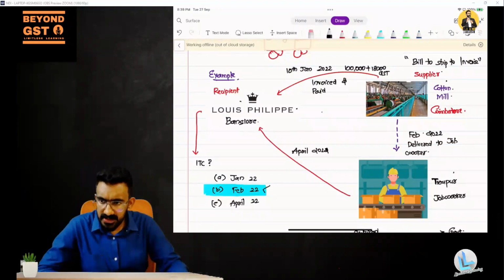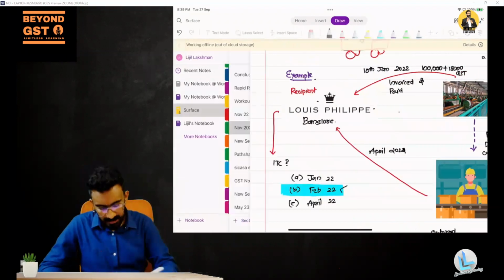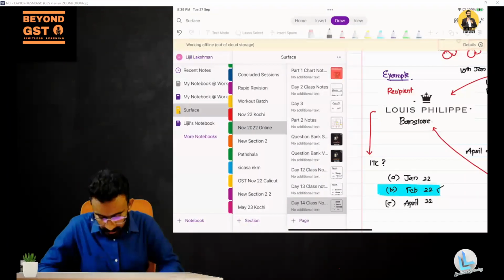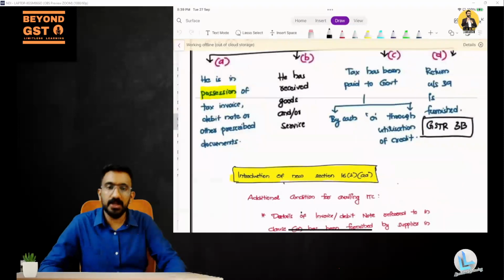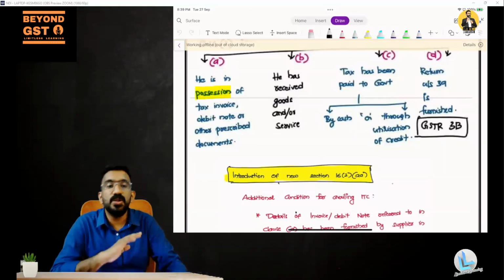In the first example, if the goods are first received and the invoice is later issued, then you can take the credit only when the invoice is received. When I'm saying there are multiple conditions to be satisfied, when can you take the credit? In which month do you satisfy all these conditions?